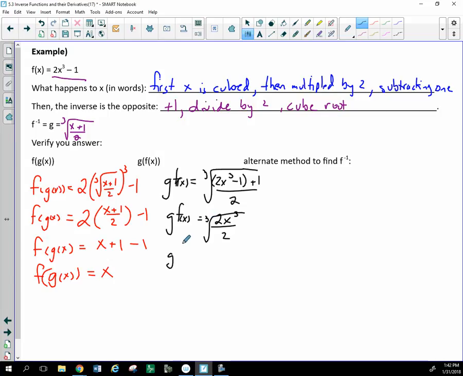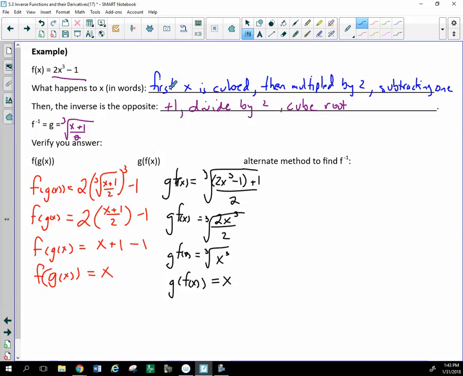So then g of f of x would be dividing by 2 gives me the cube root of x cubed, and then hopefully we know that the cube root of x cubed is just x. So this verifies that these guys are inverses.